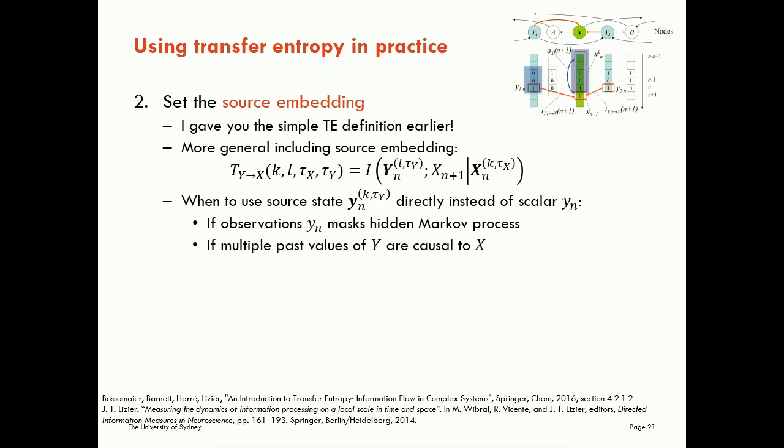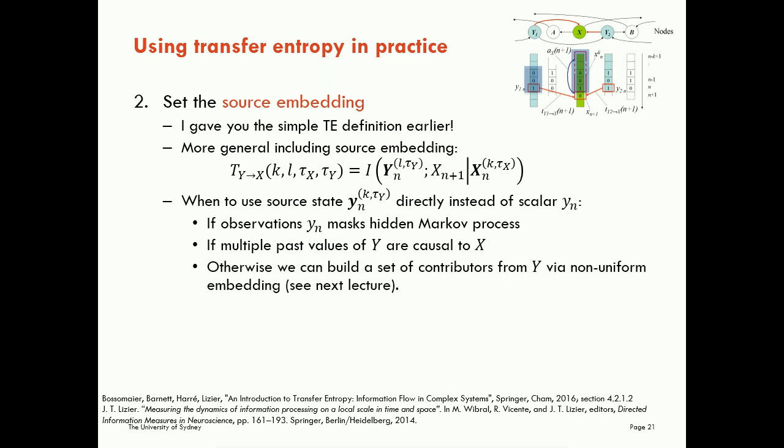We could also do this if multiple past states of Y are causal to X and we want to capture that in our model of the information processing here. Otherwise, we can build a set of contributors from the source via a non-uniform embedding, similar to the non-uniform embeddings we talked about for embedding the history of our target value. And we'll talk more about that in our next lecture.